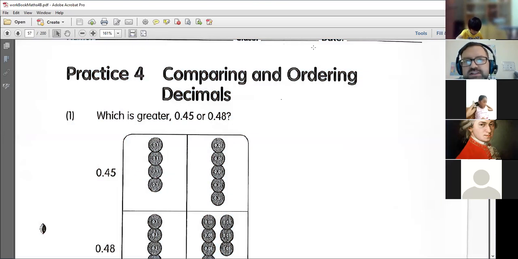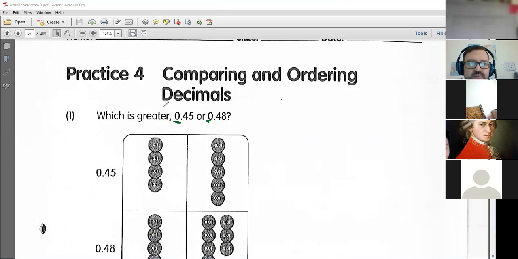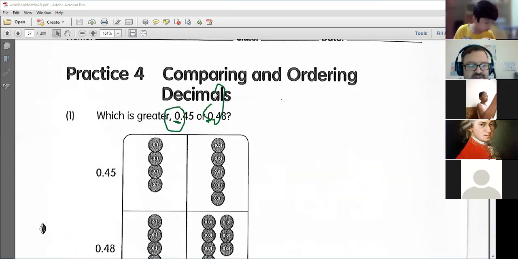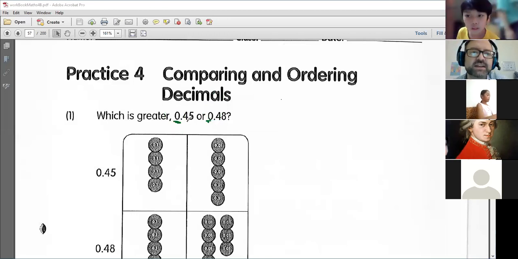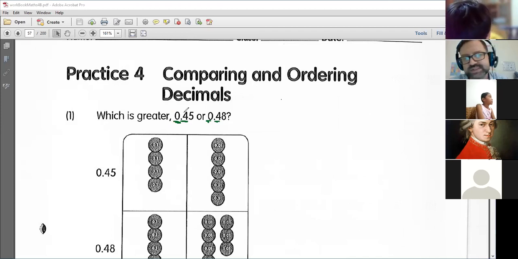Just make sure when you're looking at decimals, you wanna start on the left side here, because these numbers are worth more than the numbers on the right-hand side. So, let's just look at this one. Number one says, which is greater, 0.45 or 0.48? Okay, so if we look at our ones column, we got a couple of zeros, yeah? So that doesn't really tell us anything. They are both equal. Then I move to my next leftmost place, which is the tenths place. And we have 0.4 and 0.4 here. So this is 4/10 and 4/10. So that's equal as well.